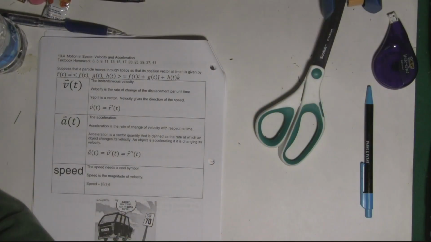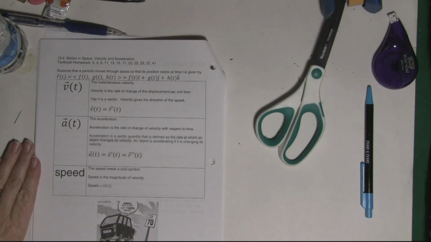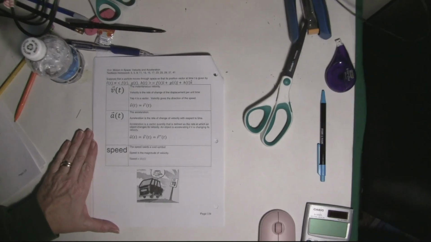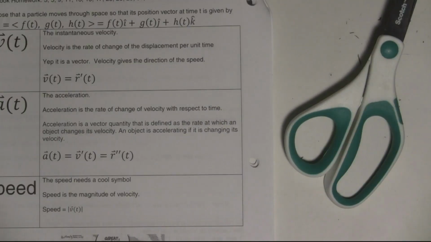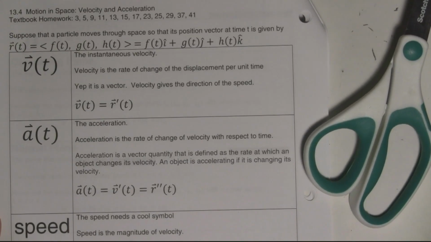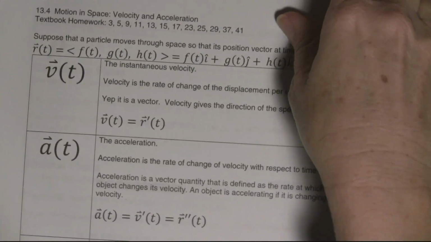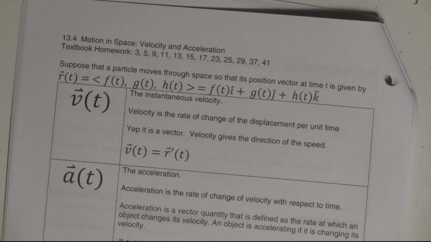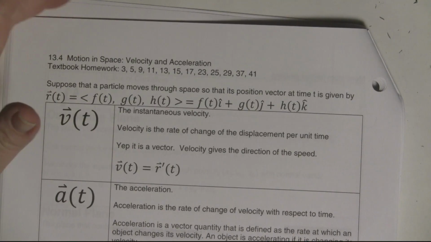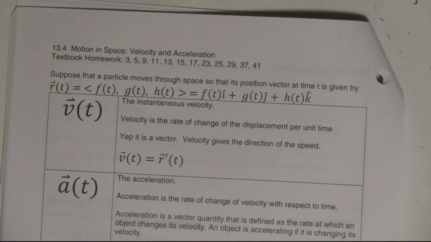Hello, welcome. We're going to do 13.4, motion in space, velocity and acceleration. Let's get to it. Okay, scissors out of the way, stapler out of the way. Motion in space, velocity and acceleration, that's what we're going to check out.